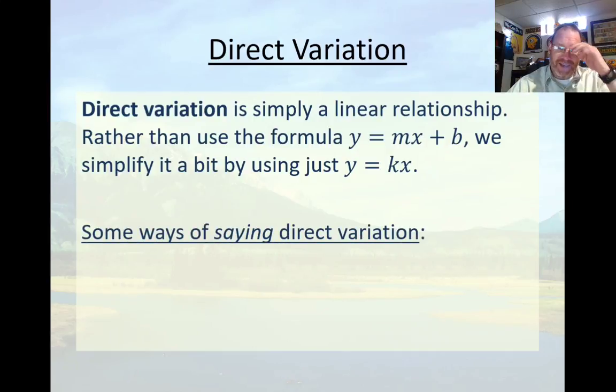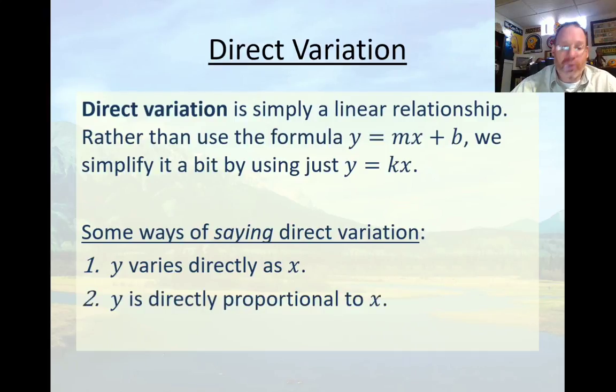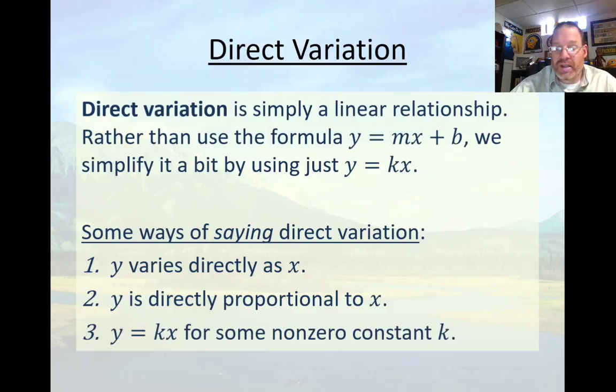Some other ways of saying direct variation: you can say y varies directly as x. You can say y is directly proportional to x. And you could just say the equation y equals kx for some non-zero constant k. If you see any of those three wordings, you should know that you're talking about direct variation, just y equals kx.